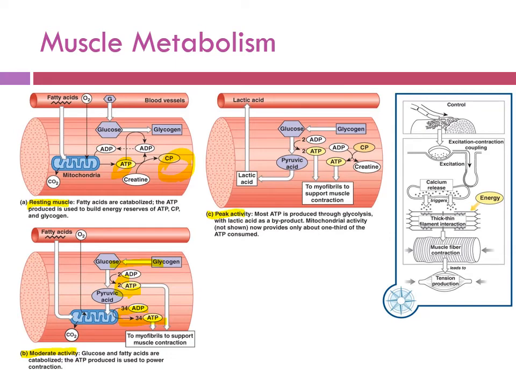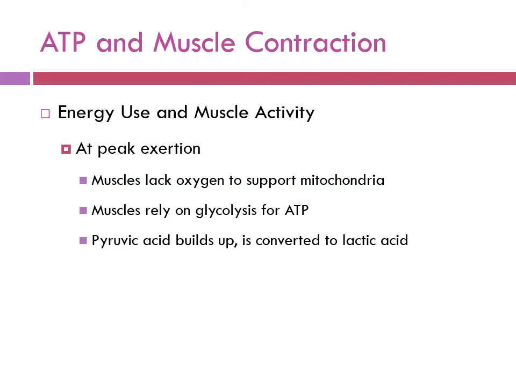And then during peak activity, most ATP is produced through glycolysis. So we're making these 2 ATP. We're breaking down our creatine phosphate into ATP over here, but this is a much less efficient way to metabolize. So here we're creating 2 ATP per glucose. Over here we are creating 34 ATP per molecule of glucose. At peak exertion, our muscles don't have any oxygen to support the mitochondria, so they're relying on glycolysis for ATP. What happens during glycolysis is we build up pyruvic acid, and that pyruvic acid gets converted into lactic acid.